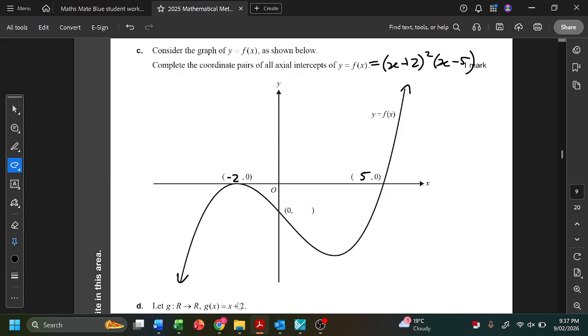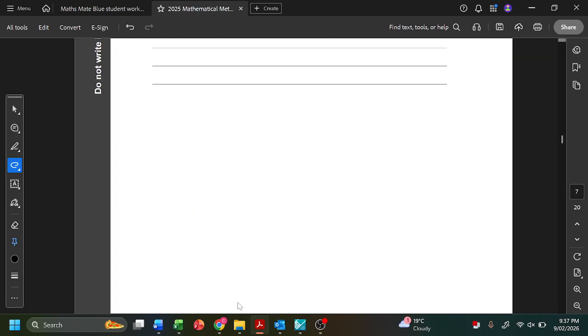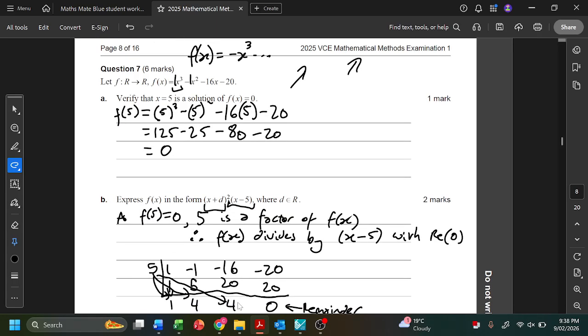Lastly, we just need to work out what this y-intercept is. So that's basically if I put in an input of 0, what's the output for y there? So we could do that here. We could sub in 0, do 2 squared times -5, but we could also just go back up here to the start. So the question here is written for us in fully expanded form.